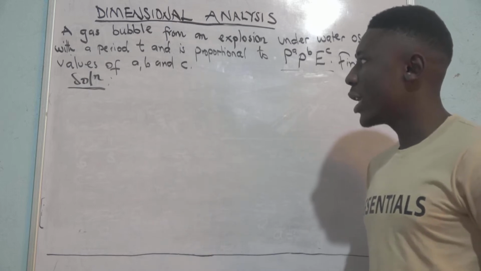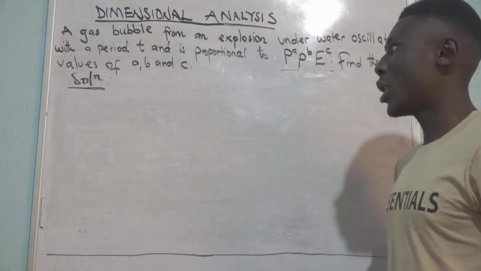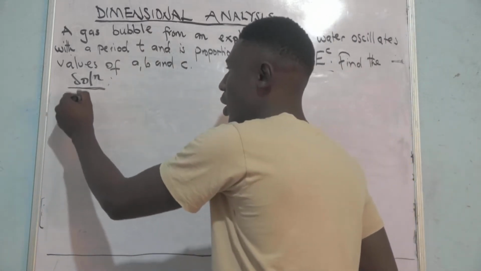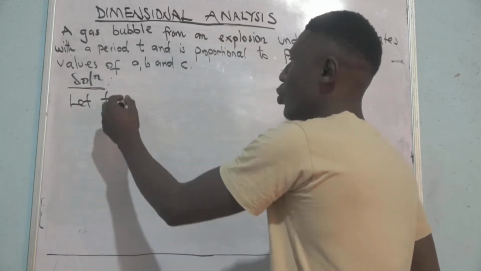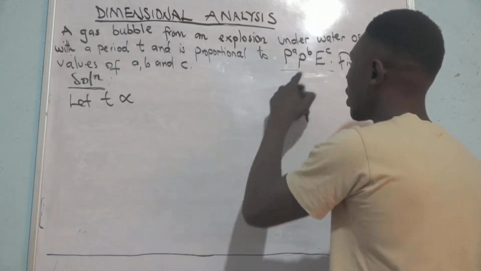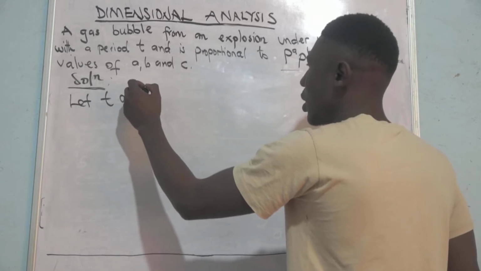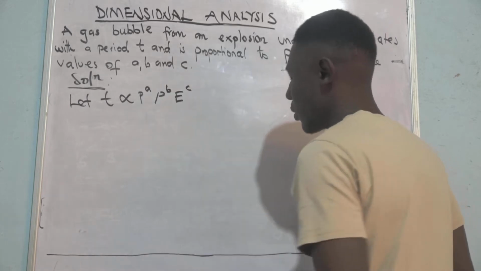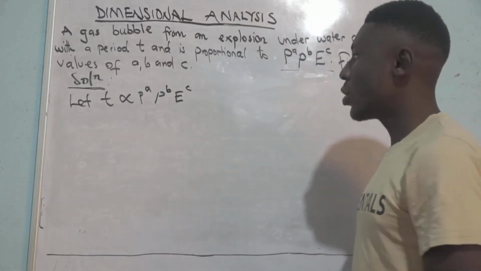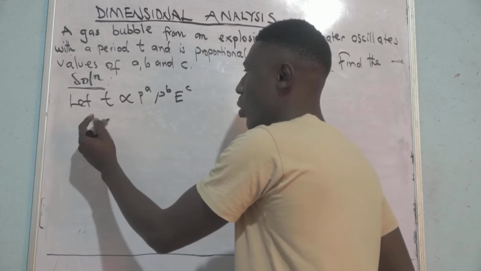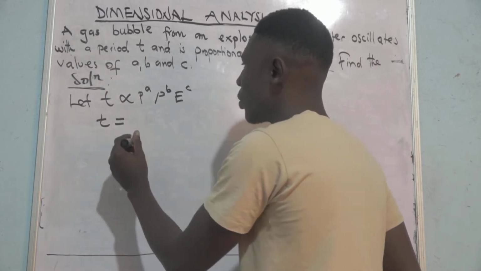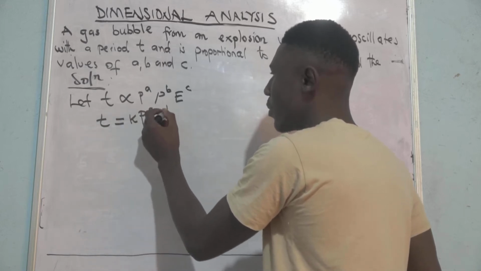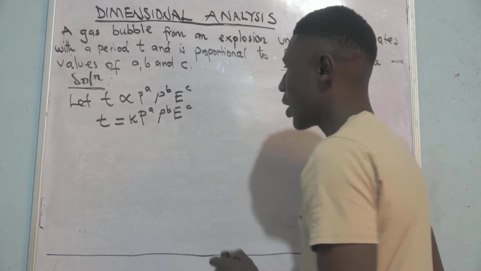For us to find the values of a, b, and c, we are simply supposed to use dimensional analysis. How it is going to be done is we let time, T, be directly proportional to the pressure raised to the power a, the density raised to the power b, and the energy raised to the power c. When changing from proportionality to equality, we have T equal to a constant K multiplied by pressure to the power a, density to the power b, energy to the power c.